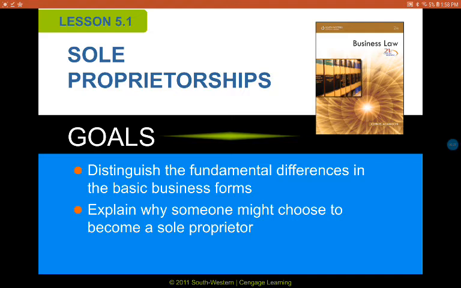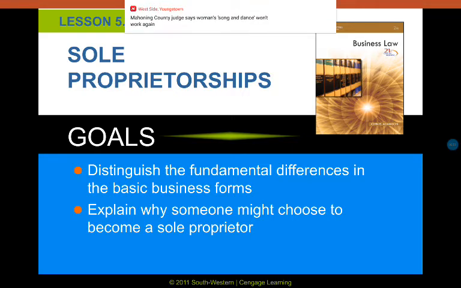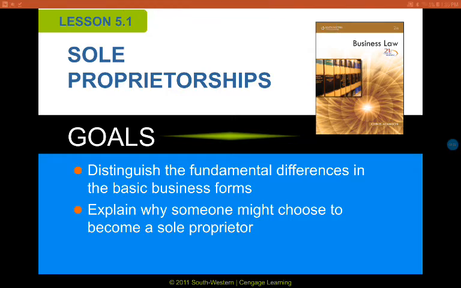The goals are to distinguish the fundamental differences in the basic business forms. And the forms are typically sole proprietorship, partnership, corporations, and well, we're going to get into all that soon and explain why one might choose to become a sole proprietor. So that's the goals of this slideshow, and so let's get started.